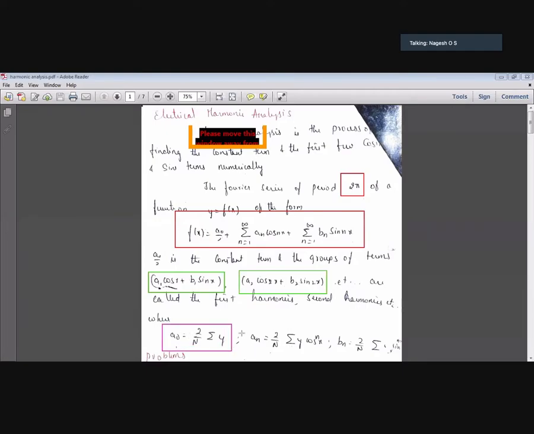A0 is 2 by n summation y, and An is 2 by n summation y cos nx. Y cos nx means if A1 is there, then y cos 1x. B1 is there, here it is y sin nx. This formula is y sin nx. Okay, these formulas are important.